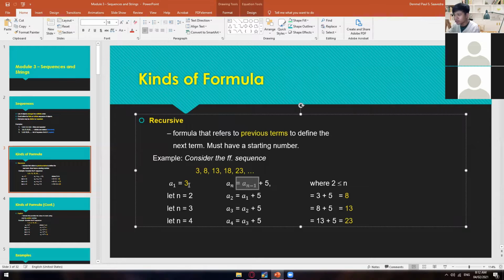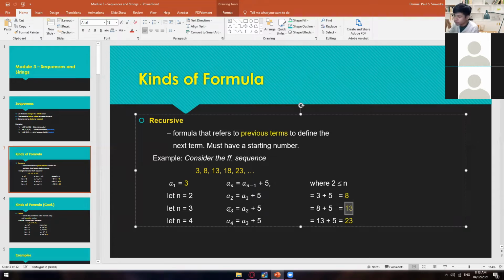You will already know what the following terms are. For example, you already know the first term, then you will be able to identify the second term just by knowing this formula. So a sub n minus 1, just plug in the value of a sub 1, which is this one, plus 5. So a sub 1 is 3, plus 5 is equal to 8. The same with this one: you have to know the value of a sub 2 to be able to get the a sub 3. So a sub 2 is 8 plus 5 again, which is now 13.